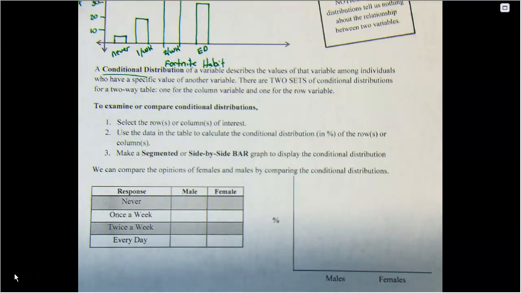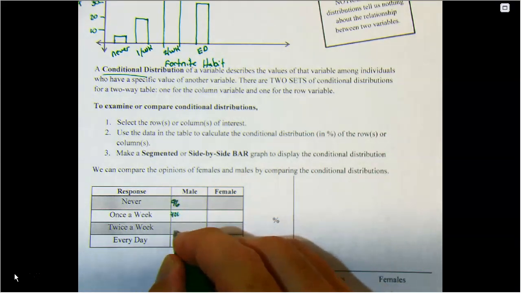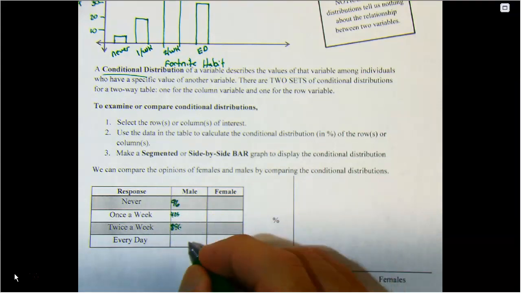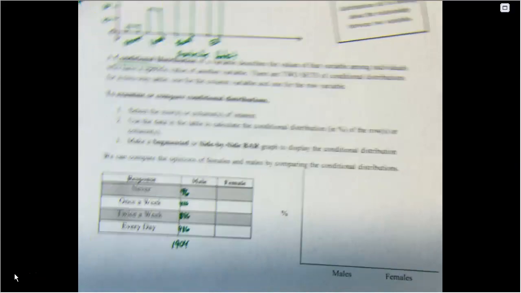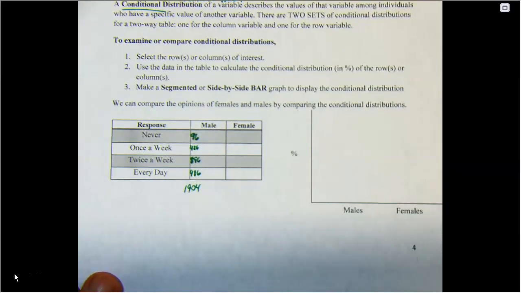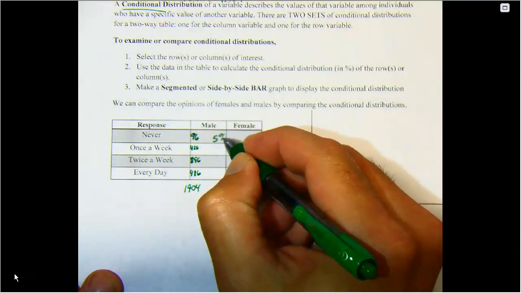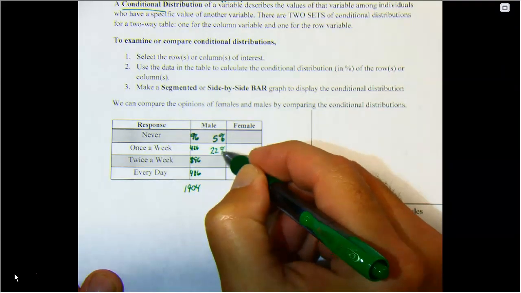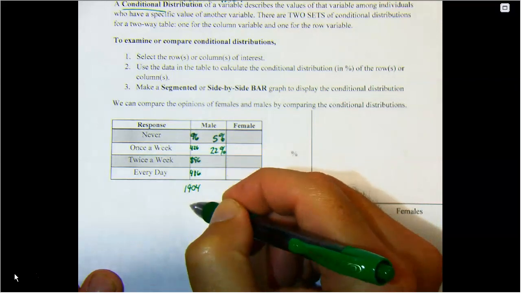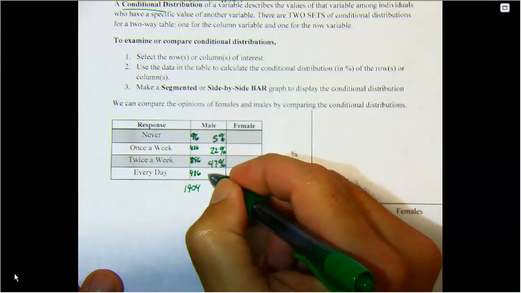Just to help me out here, I have 96 males never, 426 once a week, 896 twice a week, and 486 every day, and we have a total of 1904. I was trying to save space because we have to figure out what this division is. If I take 96 and divide it by 1904, that's going to give me 5%. If I take 426 and divide it by 1904, that's 22%. And 896 divided by 1904 gives me 47%. I don't think I have to keep doing that, so I'll just fill in the other one. It rolls in at 26%.